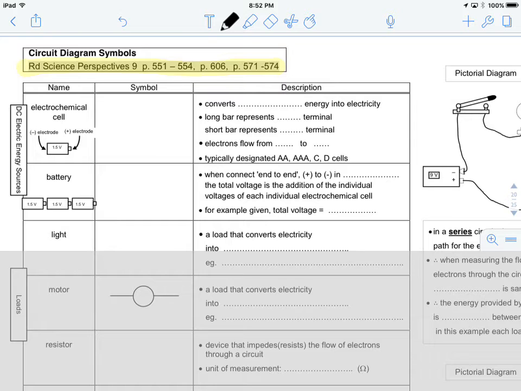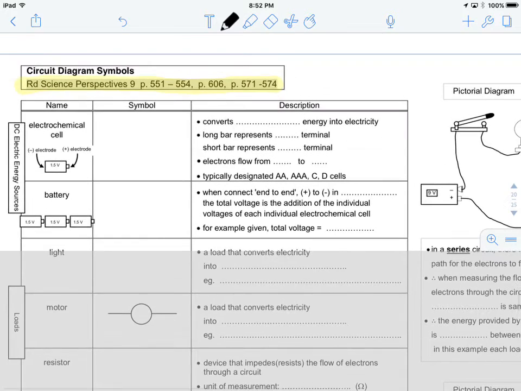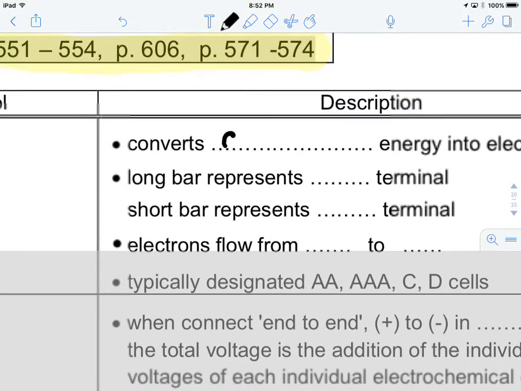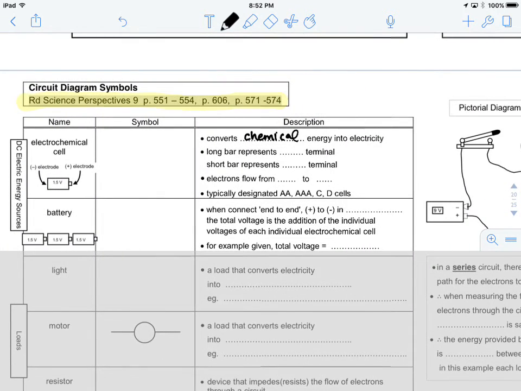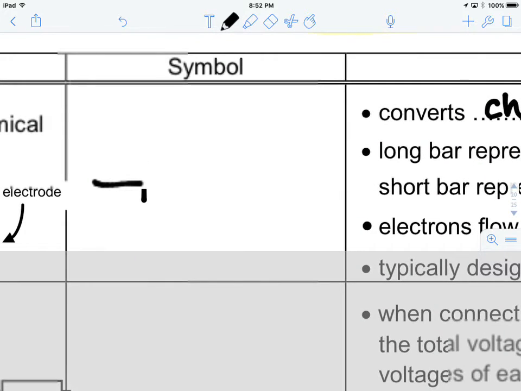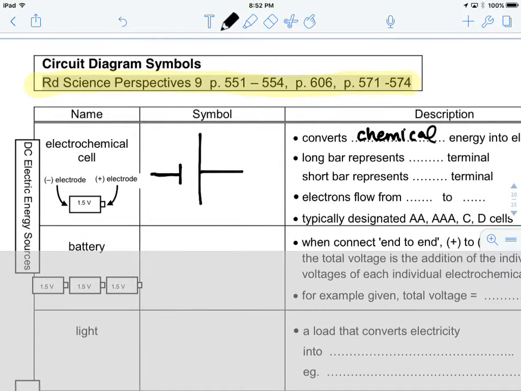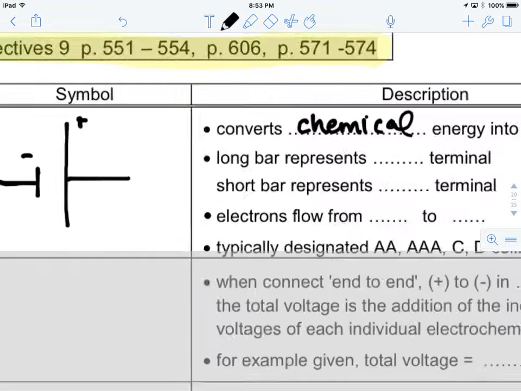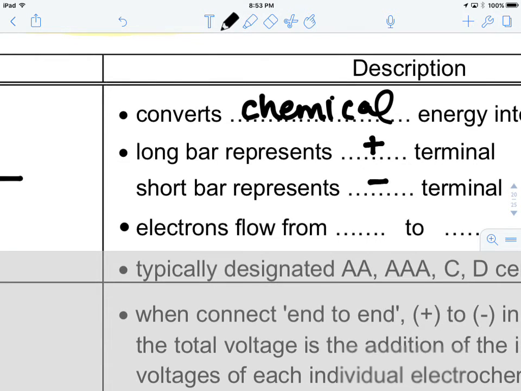So first is an electrochemical cell. And this, as the name suggests, converts chemical energy into electricity. Okay, so when we actually draw the symbol for what this looks like, we come to something that looks like this. Okay, so this is the symbol. We've got a short bar, we've got a long bar. The long bar represents the positive terminal, and the short bar represents the negative terminal. Okay, so those are two things that we want to remember.